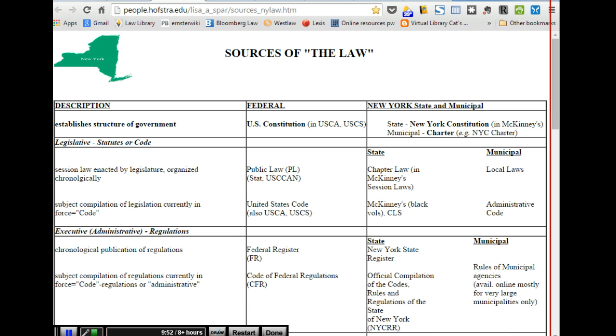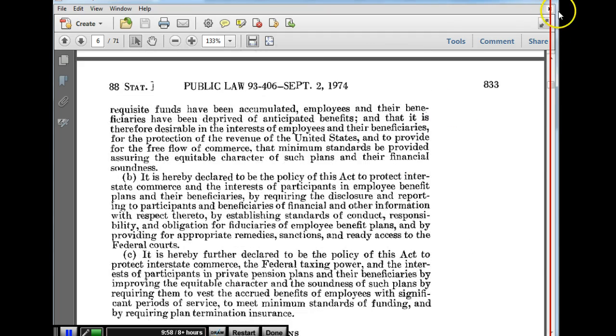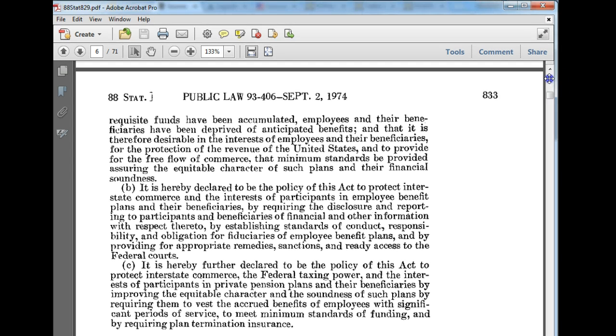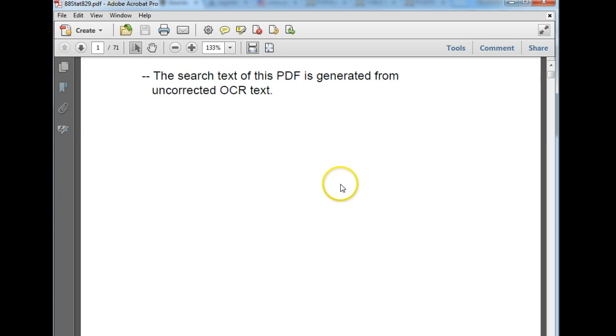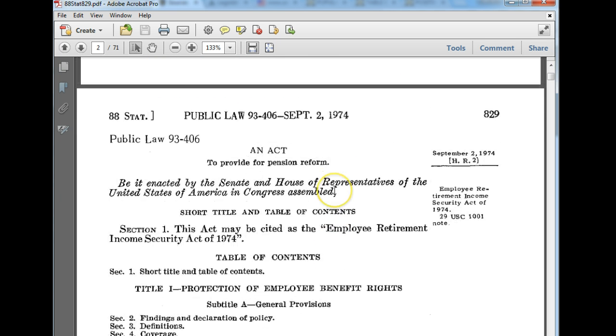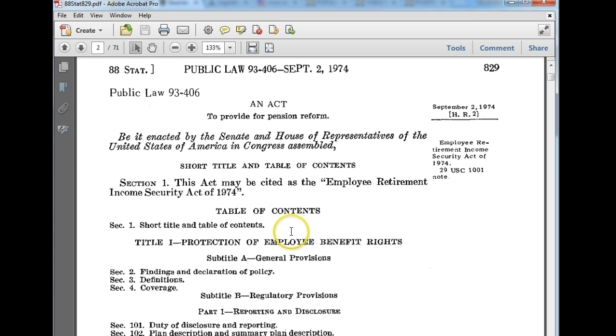Okay, and actually, before I get ahead of myself, let's take a look at what a public law might look like. Now I'm looking at the PDF of a public law to provide pension reform. And this act may be cited as Employee Retirement Income Security Act of 1974.